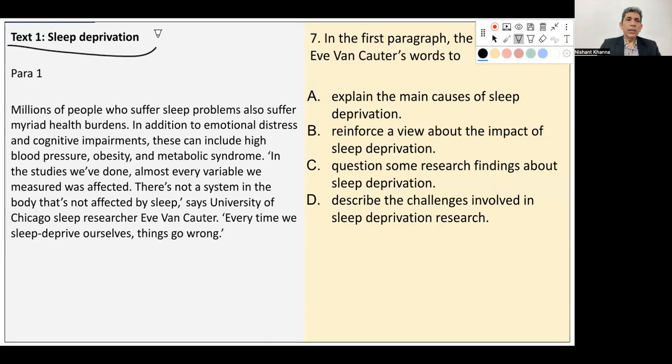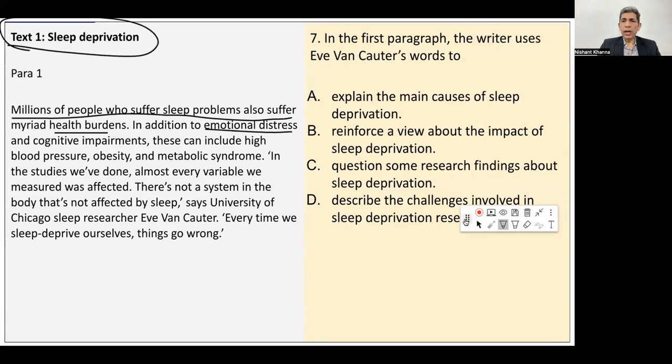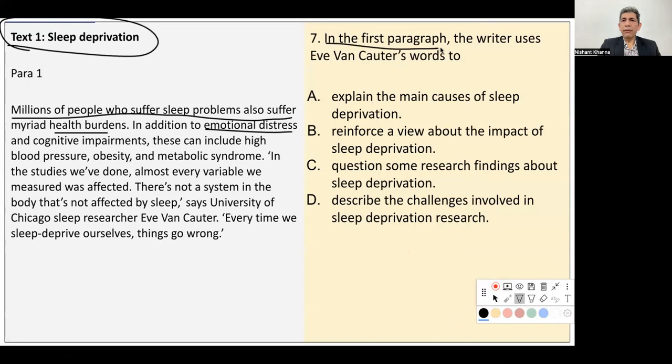First of all, I'll see what it is about. It's about sleep deprivation. So we are talking about people who suffer from sleep problems, have health problems also, have emotional distress and things like that. So we're talking about it here. So now let us read the article in detail and see what it means. So in the first paragraph, the writer uses Yves van Cauter's words to do something, okay? This is a French name, different pronunciation, so don't worry about it. So we have to talk about this person only, okay?